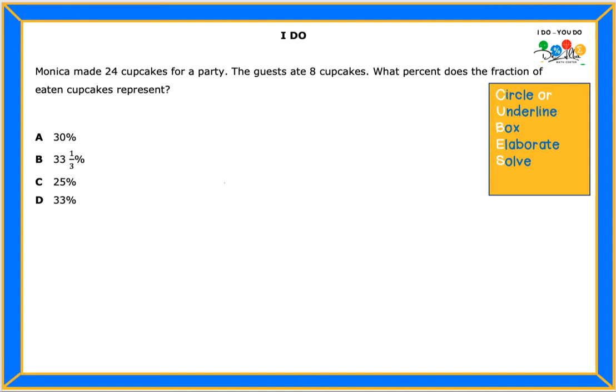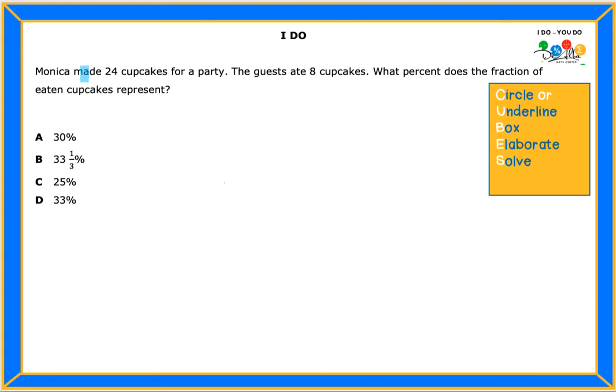Monica made 24 cupcakes for a party. The guests ate 8 cupcakes. What percent does the fraction of eaten cupcakes represent? And we're going to be using our strategy of cubes. So I'm going to get started identifying my numbers and their meaning.